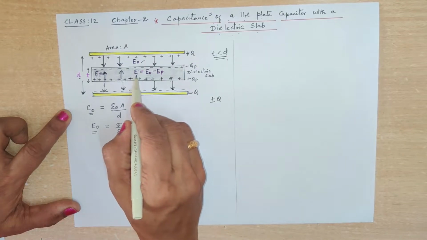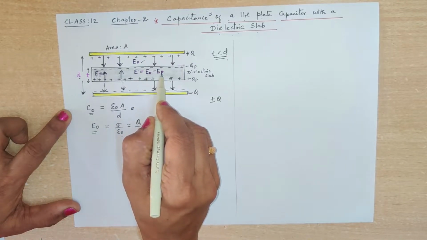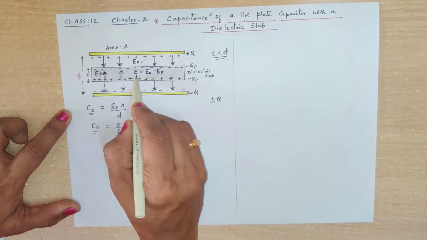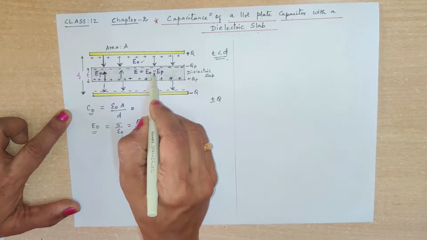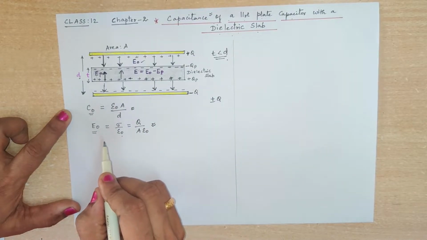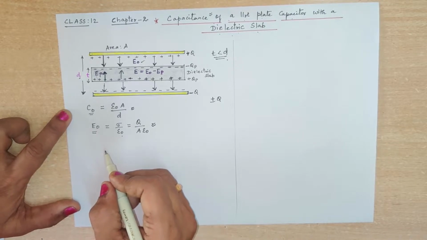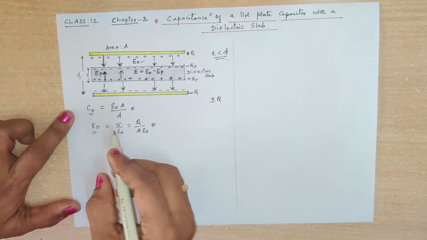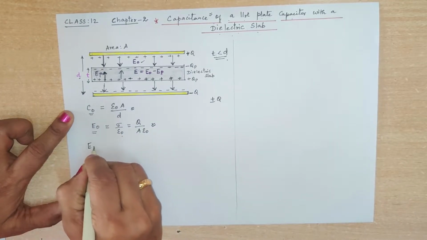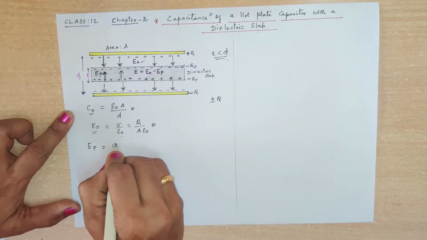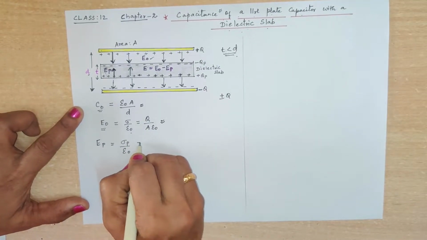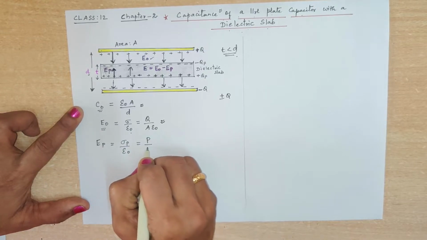Therefore, what is the net polarization here? EP is there. And what is the net electric field inside the slab? E is equal to E naught, external, minus EP, that is the electric field due to polarization. This is the arrangement. Now, we can also write in terms of the induced field inside. The induced field EP is equal to sigma P by epsilon naught, and that is equal to P by epsilon naught.